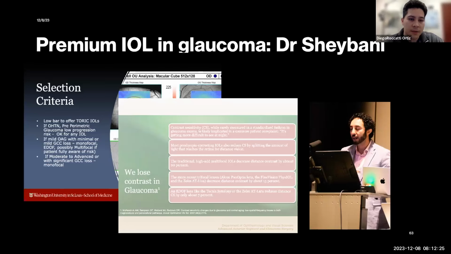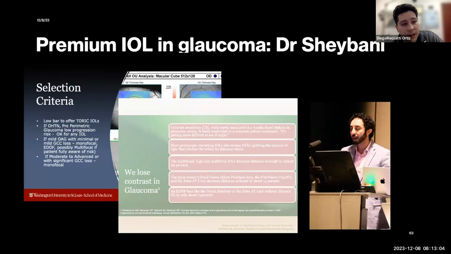On the left, you'll see some general guidelines from Dr. Shibani as to how he likes to approach which lens to pick on his patients. So he really likes to manage the astigmatism and sets a low bar for toric IOL use to improve the patient's vision as much as possible. In the early stages, so ocular hypertension, preperimetric glaucoma, and the low risk of progression, he may consider to use any IOL. So if the risk is very low, it's okay to consider multifocals, traditional multifocals.